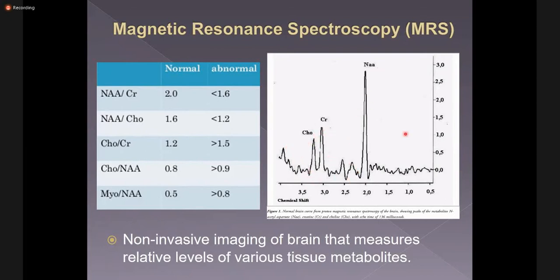This is the normal spectrum, in which NAA is very high, because this is the metabolite of the neuron. When we measure the MRS in the neuron, this is the normal spectrum: choline, creatine, and NAA, and we measure these ratios. This comes automatically in the software.